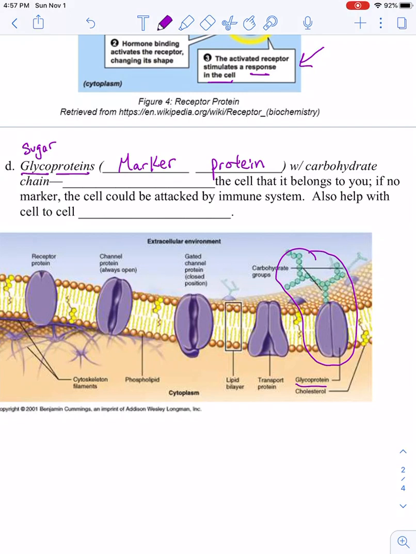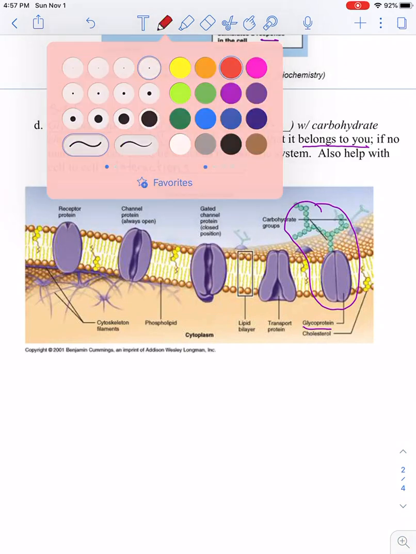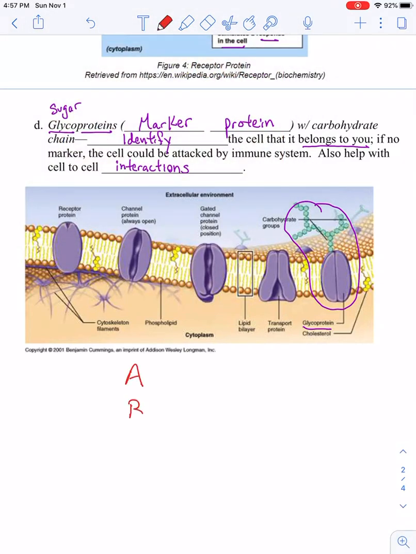Marker proteins or glycoproteins identify the cell that it belongs to you. If there's no marker or the wrong marker, the body could attack the cell with the immune system. It also helps with cell-to-cell interactions. Now, you might think you've never heard of this before, but I bet you have. If you've ever heard of blood type before, A, B, and O, these are markers.